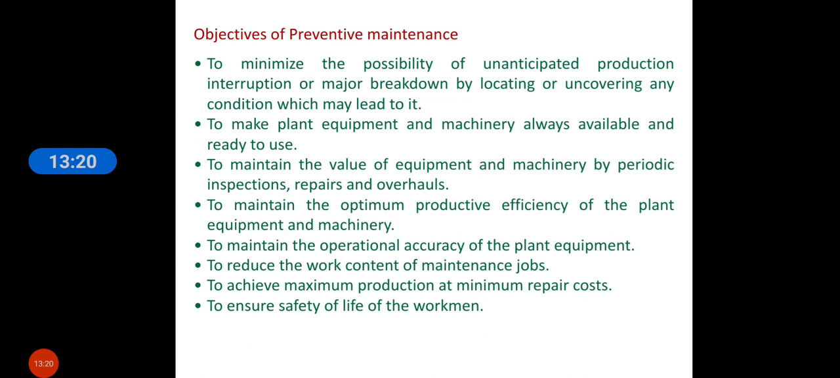Now the objective of preventive maintenance. The basic objective of preventive maintenance is to minimize the possibility of unanticipated production interruption and major breakdown, to make plant and equipment machinery always available and ready to use, to maintain the value of equipment machinery by periodic inspection, repair and overhaul, to maintain the optimum productive efficiency of plant, equipment and machinery, to maintain the operational accuracy of the plant equipment, to reduce work content of maintenance jobs, to achieve maximum production at minimum repair cost, and to ensure safety of the life of the workman. We do preventive maintenance.